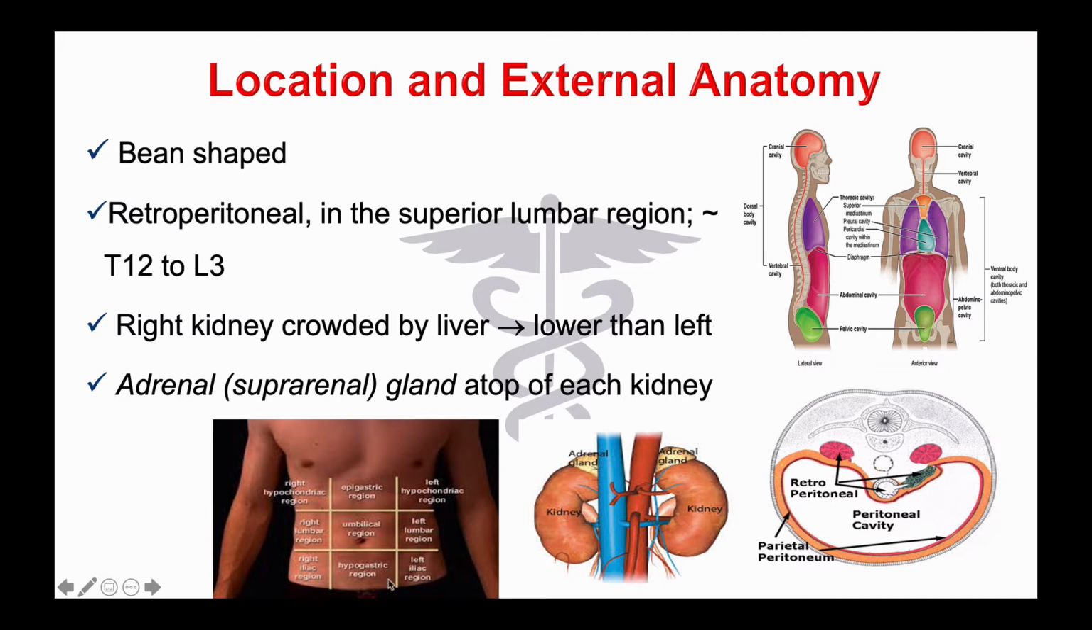This is dividing the abdomen into 9 parts. Right hypochondrium, left hypochondrium, right lumbar, left lumbar, right iliac fossa, left iliac fossa, then epigastric region, umbilical region, hypogastric region. Okay, these are the 9 different regions.